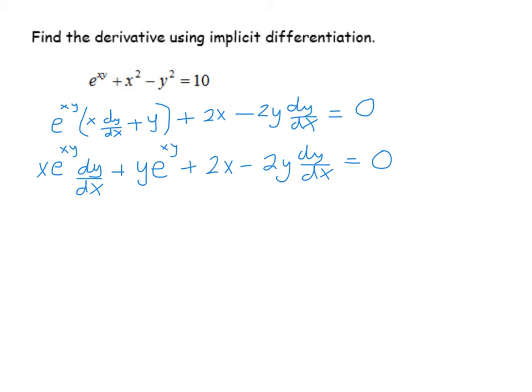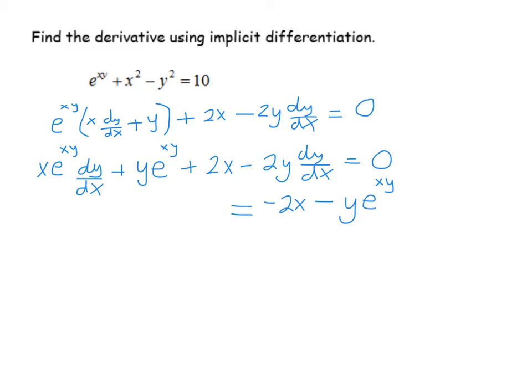And then any term that doesn't have a dy/dx in it, I'm going to move it over to the other side. So I'm going to put an equal sign here. If I move them over, it will be negative 2x minus y e^(xy) on one side.